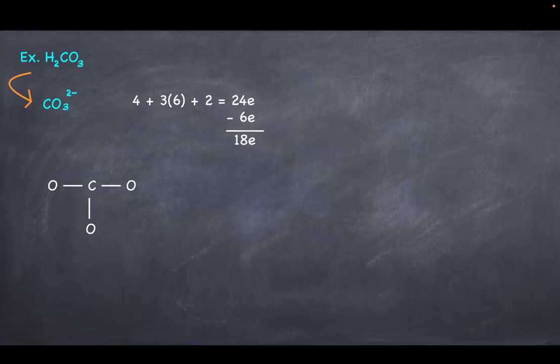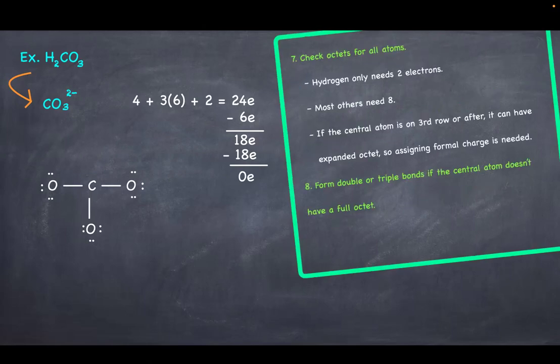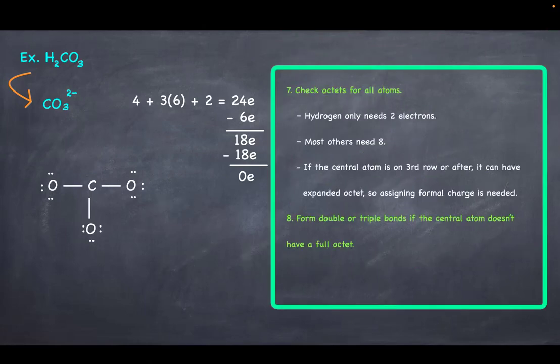Then the next step is to satisfy the octet for the outside atoms first. You don't go to the central atom yet. So we start putting lone pairs on the outside oxygens. 3 goes here, 3 goes here, and 3 goes here. This way, I'm using all my 18 electrons, so I have no electrons left. Now this is where we do the check step. Step 7 was the check step, where you check for octet. You have to make sure every atom is satisfied with the octet rule. Of course, there are some exceptions like hydrogen that only needs 2, but most atoms need 8. In cases where your central atom is in the 3rd row of the periodic table or after, it can have an expanded octet, meaning it can have more than 8.